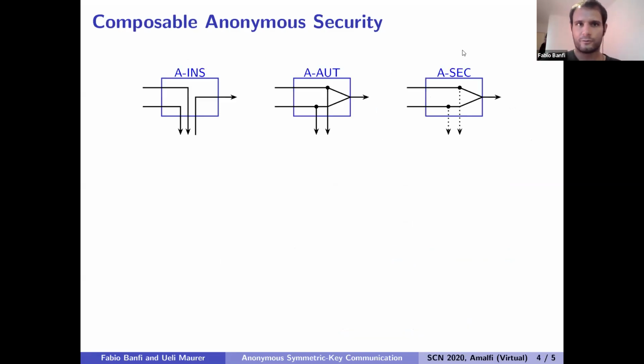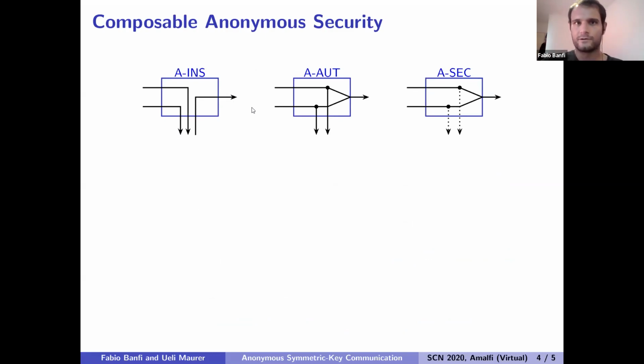We also define composable definitions of anonymous security for PE and PAE. And for this, I need to briefly introduce the concept of anonymous channels. So we have the anonymous channel first here, where we have two senders on the left that input messages, which are output directly at the adversary interface on the bottom. And the adversary can also inject messages which are then received by the receiver.